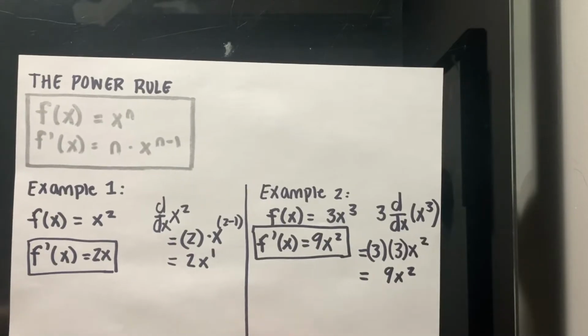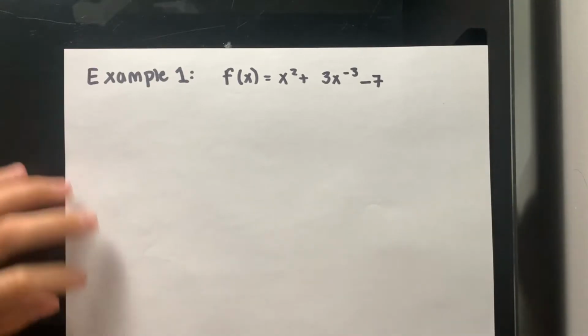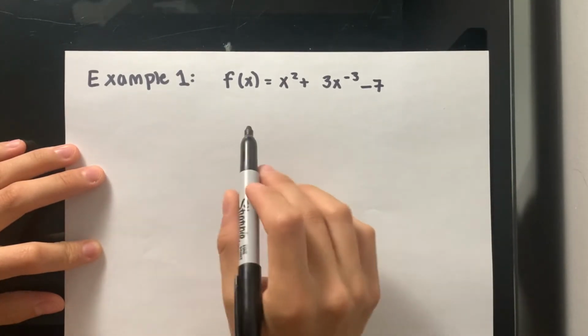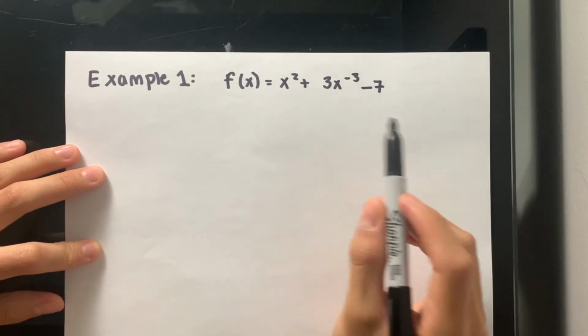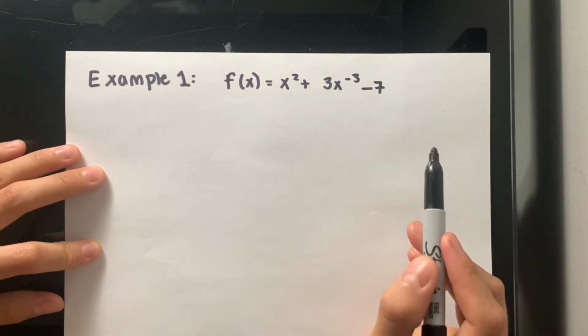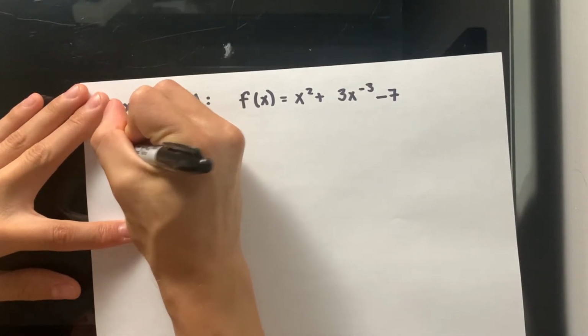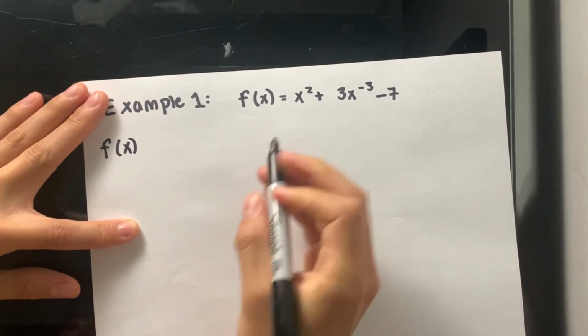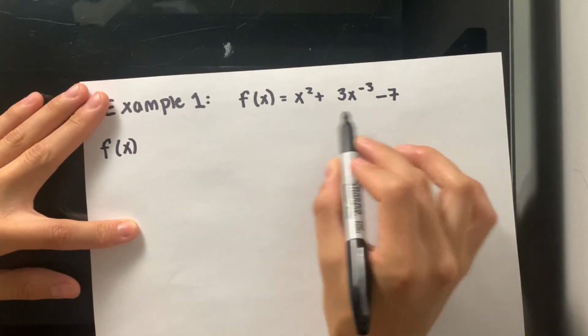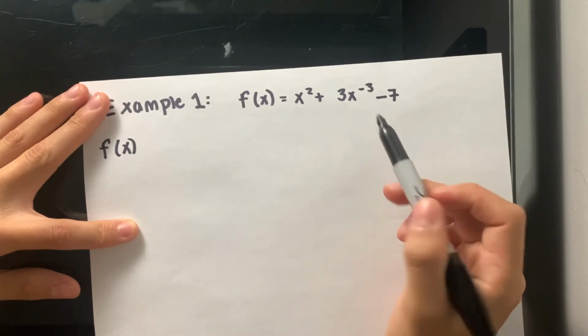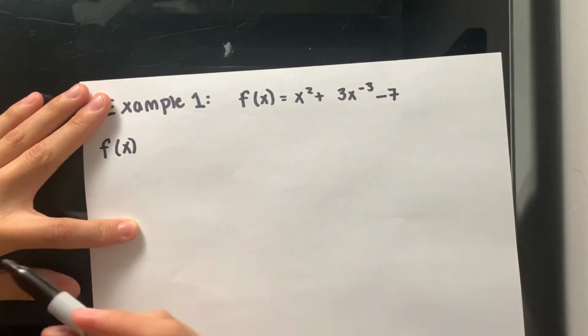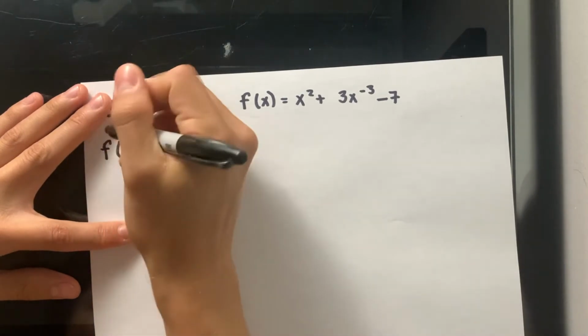All right, so now let's get into some examples that involve everything that was talked about in this video. The first example is f of x is equal to x squared plus 3x to the power of negative 3 minus 7. So first, I'm going to do the derivative of them separately, since there is addition and subtraction, which means I can do the derivatives of each of them separately and then just add their derivatives or subtract their derivatives.